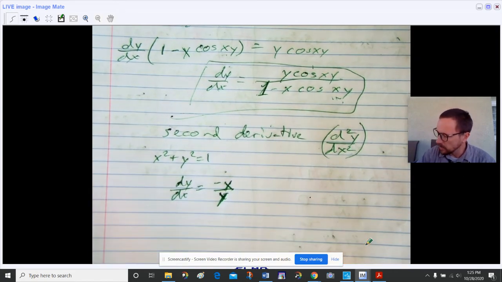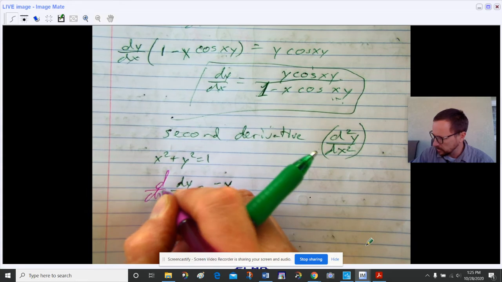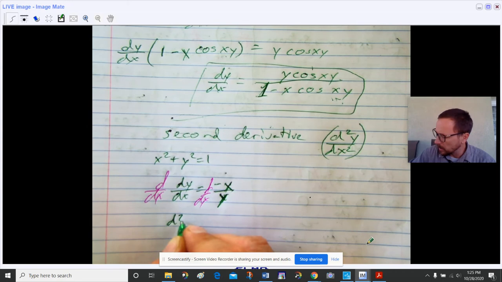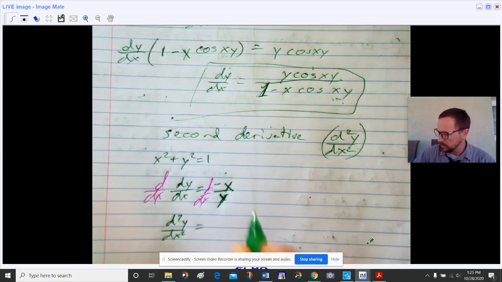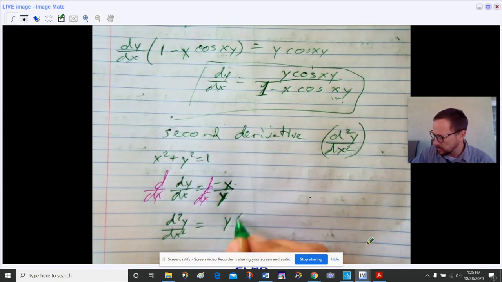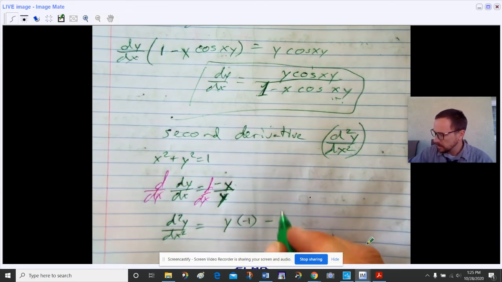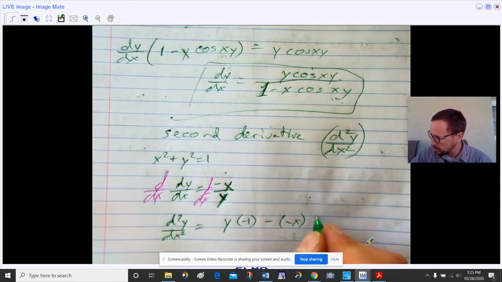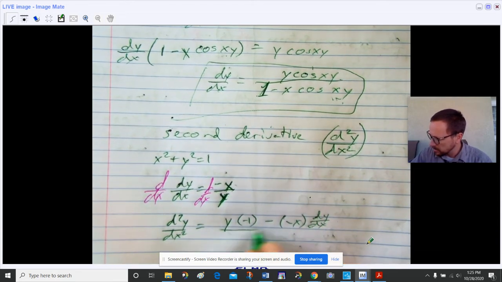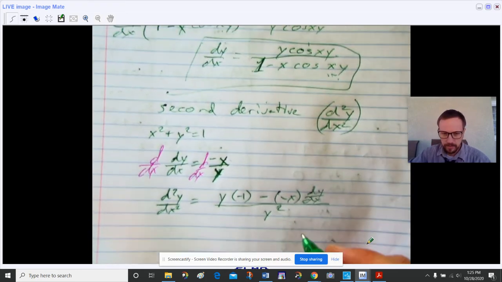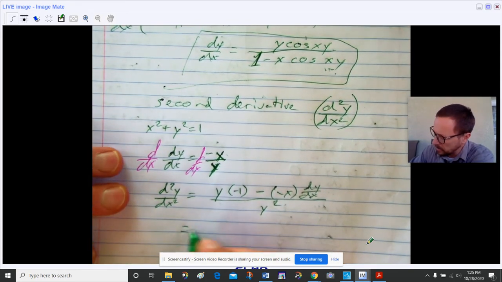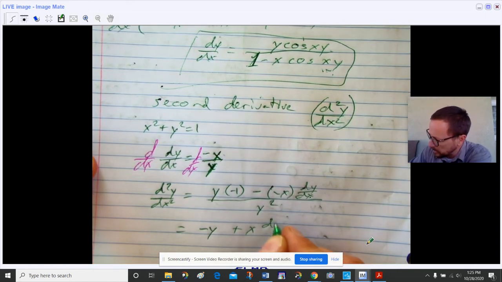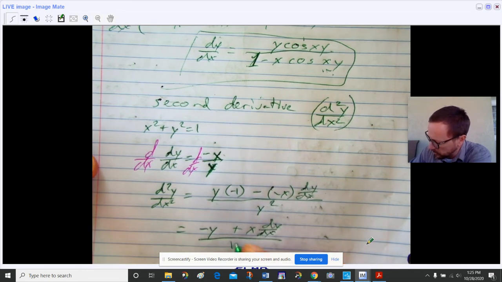So we would do the derivative, d over dx, both sides. That would give us d squared y over dx squared equals, and then we do the bottom times the derivative of the top minus the top times the derivative of the bottom, which is dy over dx, all over the bottom squared. This gives us then negative y plus x dy over dx, over y squared.